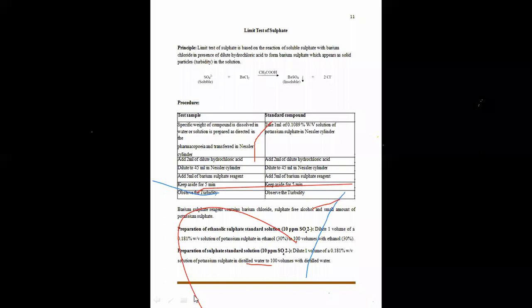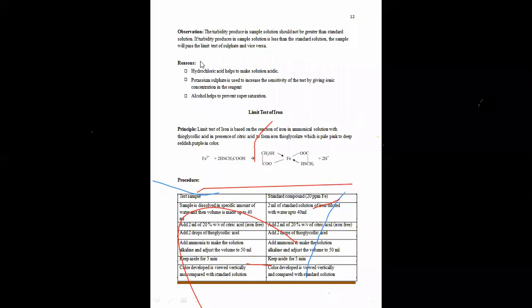Now, what is the observation of this particular limit test? The observation of this sulfate limit test is that the turbidity produced in the sample solution should not be greater than the standard solution, because unlike the chloride ion, in the standard solution we have added a known amount of sulfate as an impurity and we don't know it in the test solution. If the test solution is less turbid than the standard solution, then our sample passes the limit test of sulfate ions according to the Indian Pharmacopoeia, and vice versa.